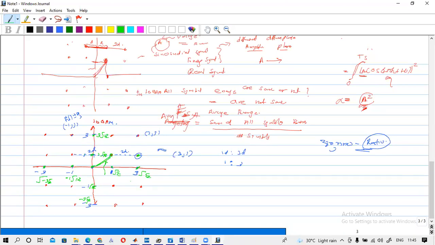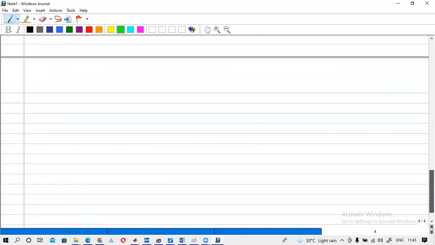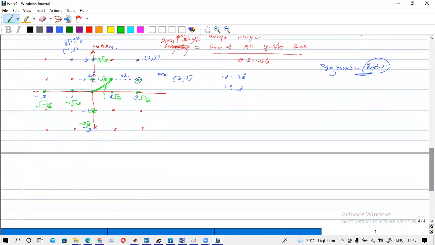Are you clear up to this? If you have any problem, please let me know. Understand this question, then we can do other things also very simply. I think we will have this kind of question. So are you clear with that? So I will draw the constellation diagram again here.